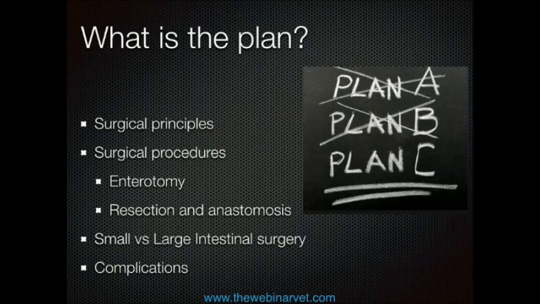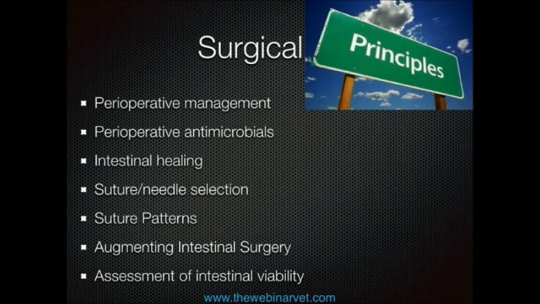So surgical principles, things we want to think about, again, perioperative management, things to try and do and things to assess before you actually get into the surgery. We're going to have a chat about perioperative antimicrobials. I think it's important that we use these things appropriately. As we talked about, we're going to look at intestinal healing. That's going to lead into decisions on sutures and needle selection and suture patterns. We're going to have a look at some of our options for augmenting intestinal surgery. And then we're going to have a chat about how we might assess intestinal viability as well.